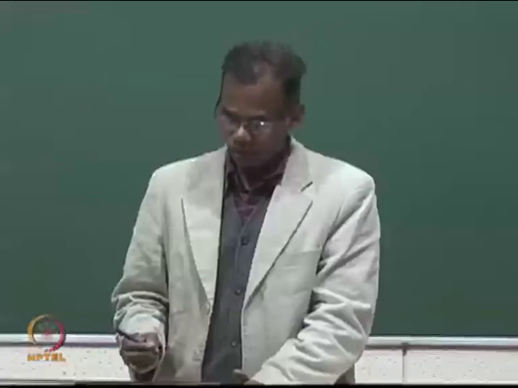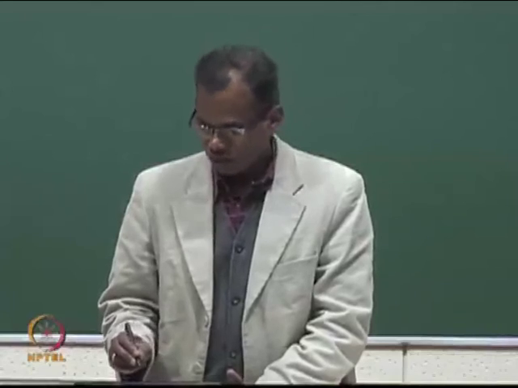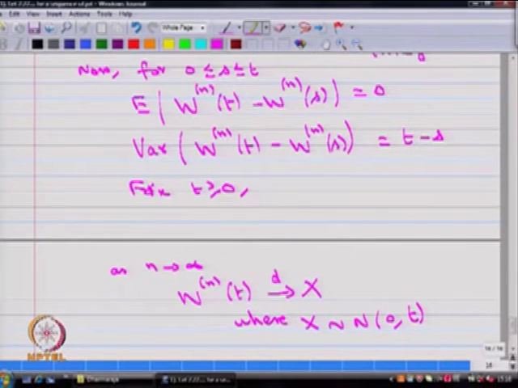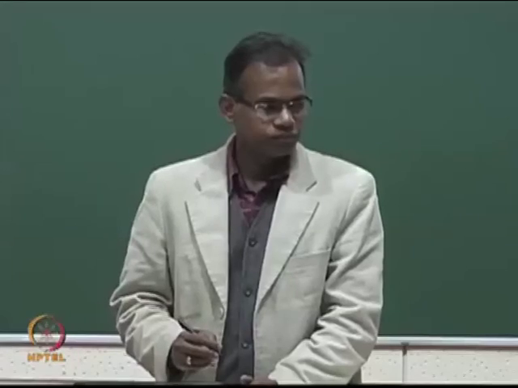Using the central limit theorem, one can prove Wn of t converges to X in distribution, where X is a normal distribution with the mean 0 and the variance t. This result is very useful in Brownian motion, and this same problem will be discussed in detail when we are discussing the model of Brownian motion.